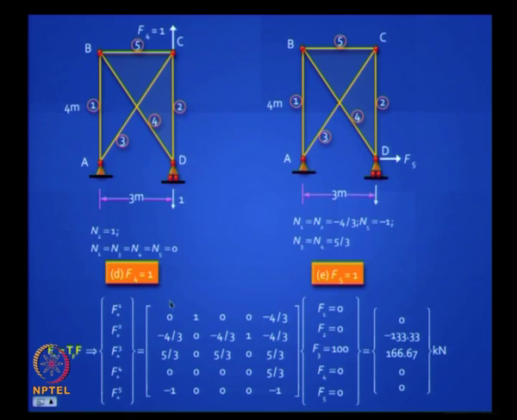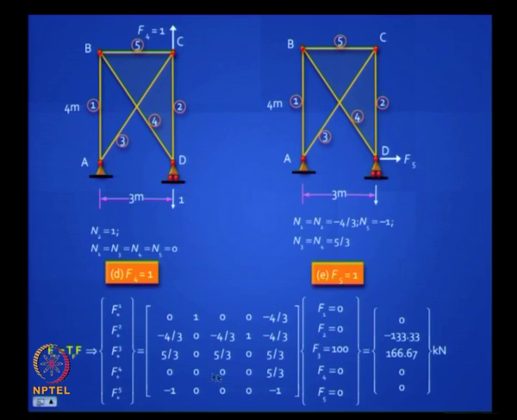Is it clear? The first column refers to the bar forces. Mind you, this F1 star, F2 star are nothing but N1, N2, right? So, for example, let's look at this. This picture shows the results of analyzing it for F4 equal to 1. So that will help us fill up this column, and this is a very easy thing to analyze, because if you apply a vertical load here, only bar 2 will get affected and that bar 2 will have a force of unity, right. So you can see bar 1 has force 0, bar 2 has unity, bar 3 has 0, bar 4 has 0, bar 5 has 0.